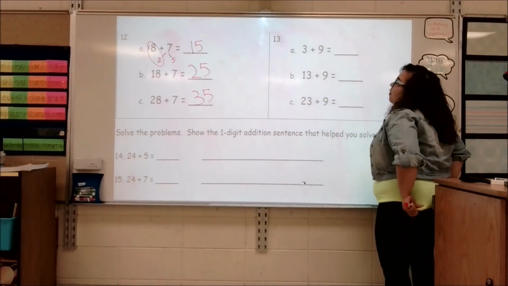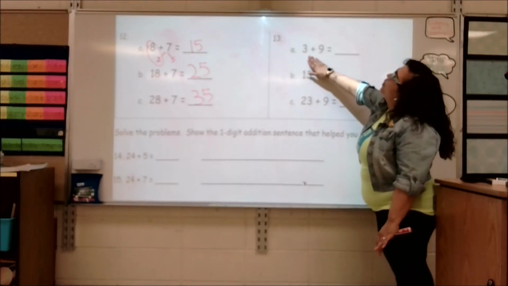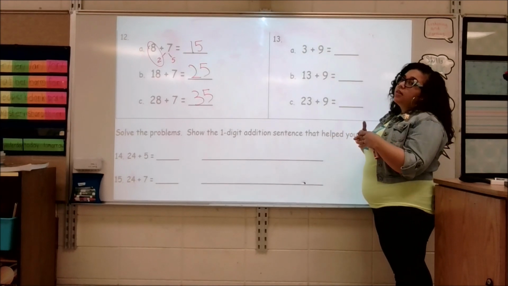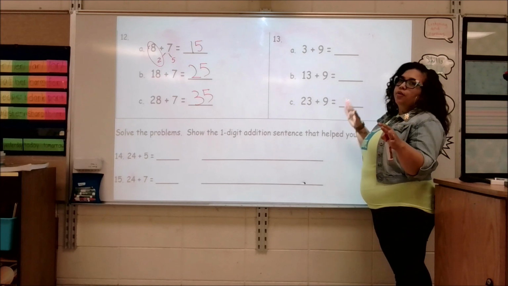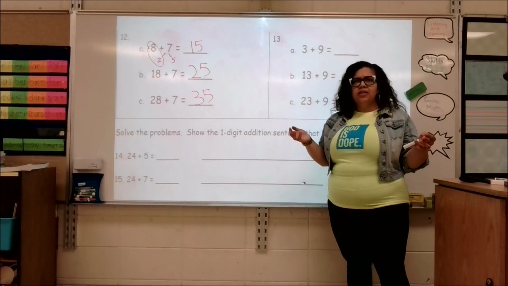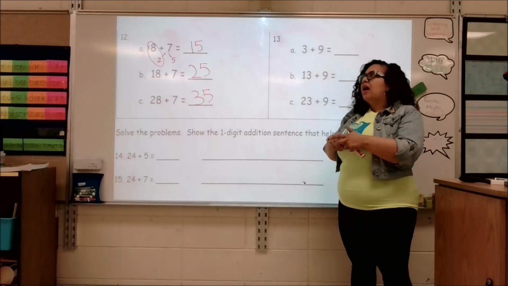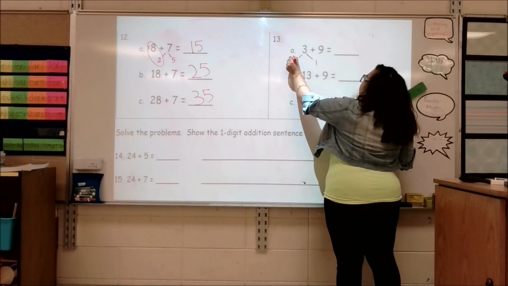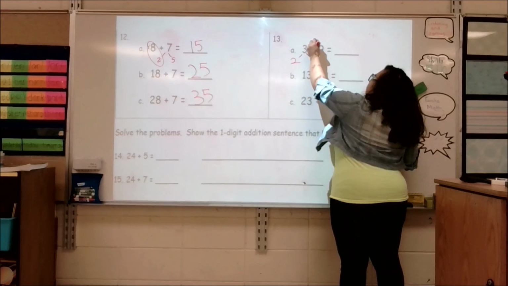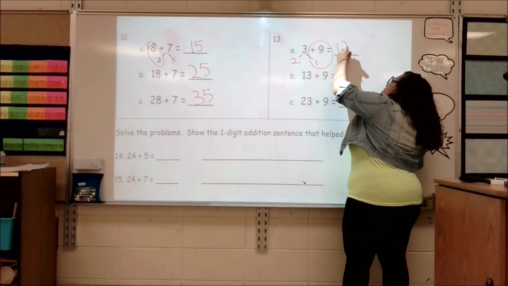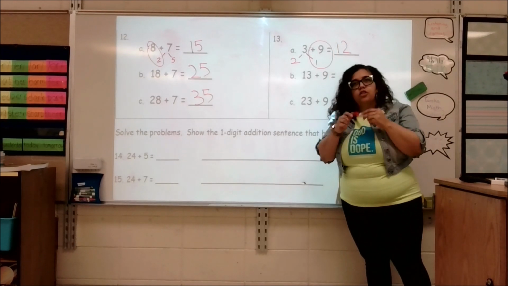Now, we have another one here. This time the way it's printed, we see 3 plus 9 is equal to blank. Which of these is almost 10? 3 or 9? 9 is. So if I already have 9, how many more do I need to make 10? I need 1 more. So I'm going to get my 1 more by breaking 3 into smaller pieces. So now we have 10 and 2. 10 and 2 is 12.